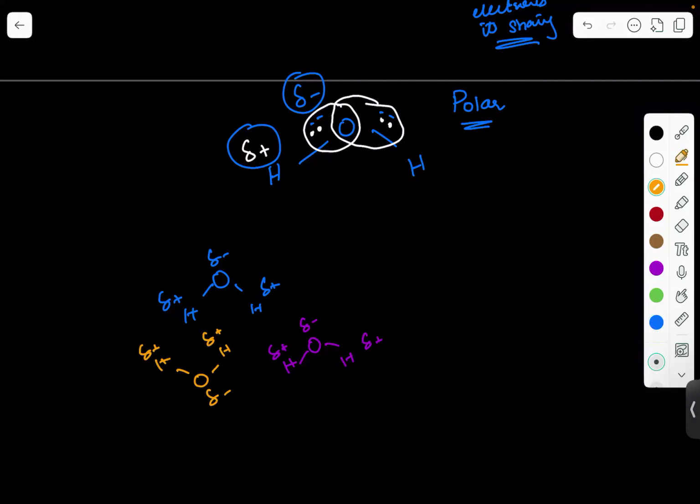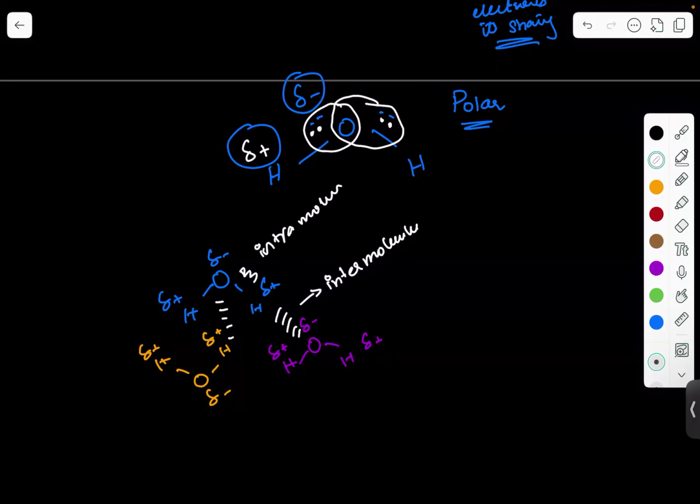What is going to happen? Do you have negative and positive charges? The negative charges are going to be attracted to the positive charges, right? The positive charges are going to be attracted to the negative charges. These are your intermolecular bonds. This is an example of an intramolecular bond because it's a covalent bond, right?